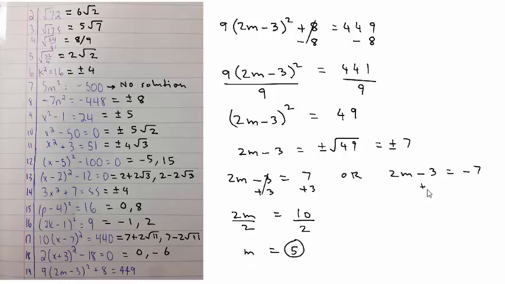Or on the other side, you again add 3, add 3. So you have 2m is equal to negative 7 plus 3 is negative 4. You divide both sides by 2. You get m is equal to, what's m? M is equal to negative 2. That's the other answer. So this one is either m is negative 2 or m is 5.